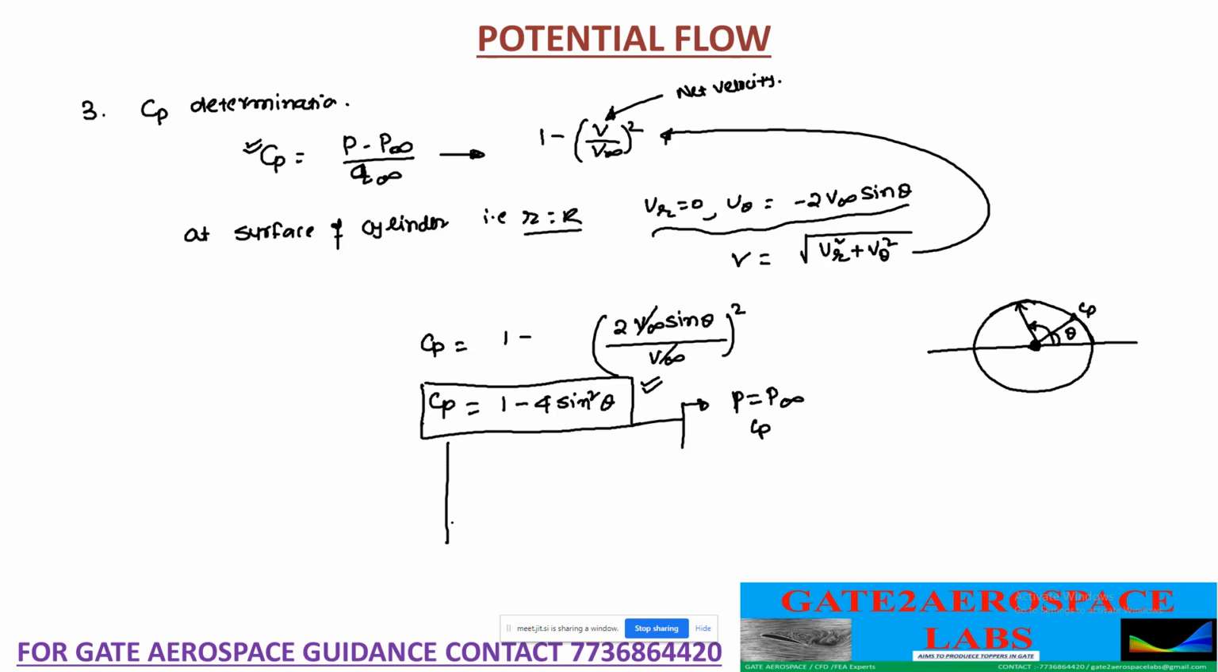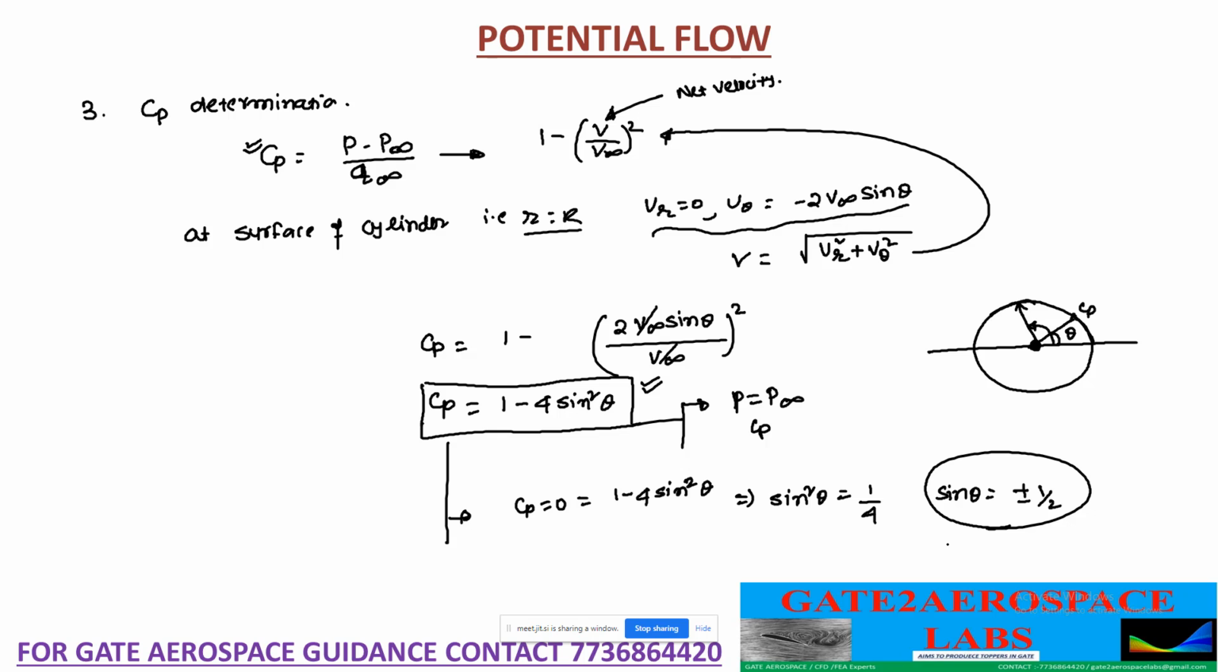What is the location of that point? If you put Cp equal to 0 here, that means 1 minus 4 sine square theta equals 0. So this implies sine squared theta will be equal to 1 by 4, and your sine theta will be equal to plus minus half. And from basic trigonometry, you can tell at what value of theta you will have sine theta as plus half or minus half. Okay, this I will leave to you.